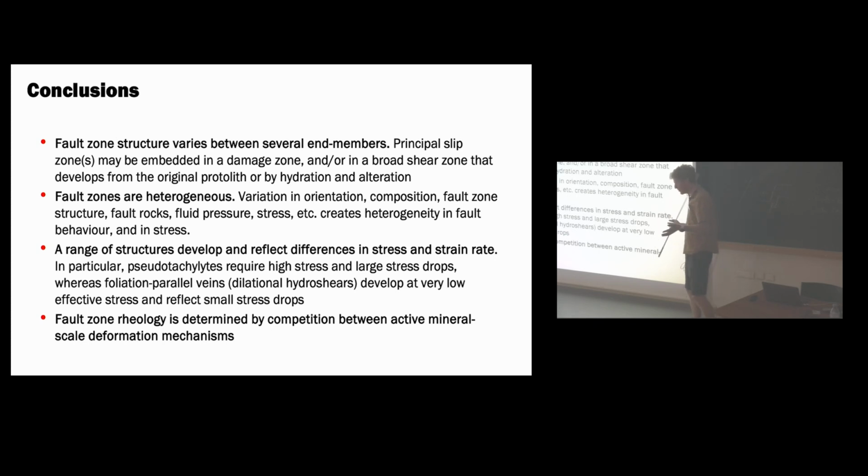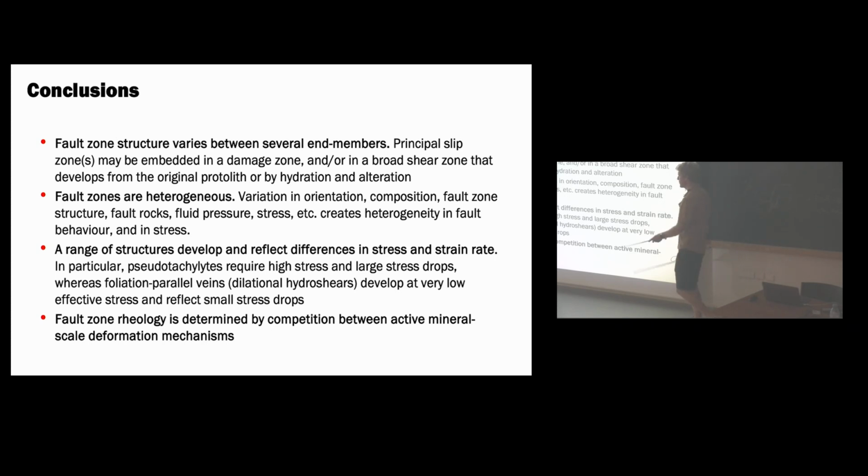Basically, what I tried to do was review a bit of the variation we see in fault zones. And generally what we see is a mix of behaviors over some zone. It can be principal slip zones in a damaged zone of little shear strain. It can be principal slip zones in a wide zone of lots of shear strain. It depends on what you're deforming and what its history is. Lots of options, which means fault zones are heterogeneous for lots of reasons.